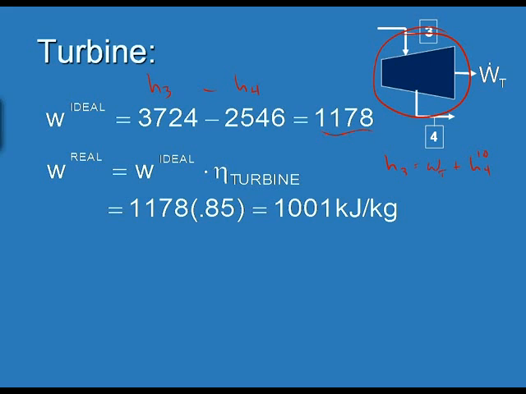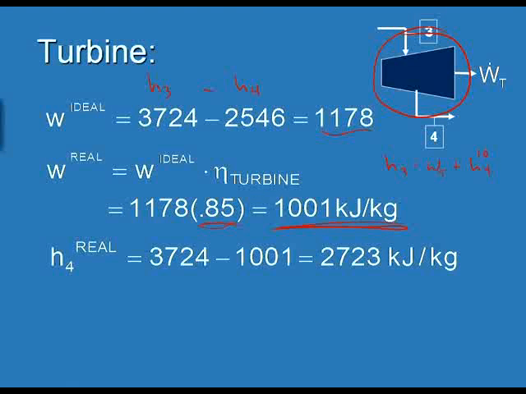So the real work in a turbine, the work when you're getting work, is always less than the ideal. So we'll multiply by, let's say, an 85% efficiency of the turbine. And this would be given to you in the problem statement. The efficiency of the turbine, in this case, is 85%. So we find that we only get 1,000 kilojoules per kilogram of work from the turbine.